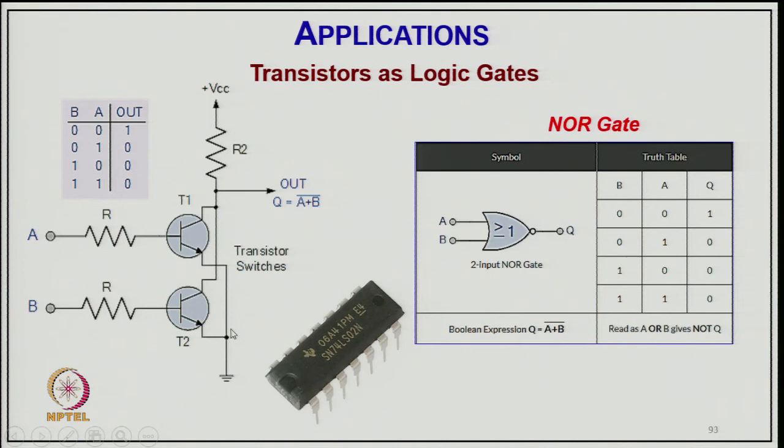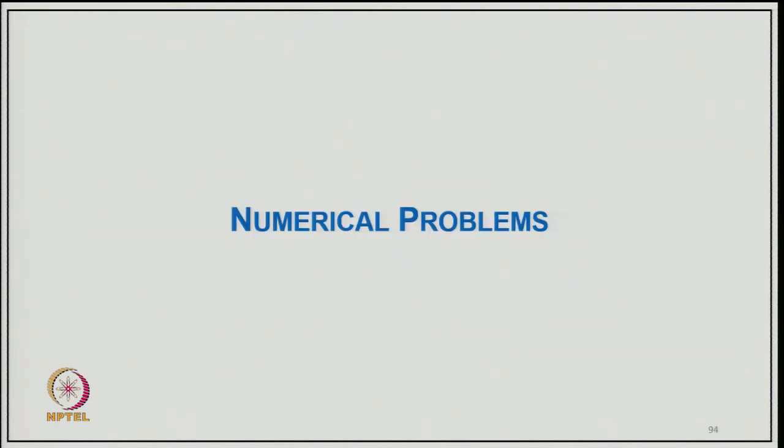Only one case where both inputs are off, you will get high, and this is the logic table here. When both are 0, you get high, and the remaining 3 cases give low. We call this the Boolean expression Q equal to (A plus B) bar, and this is the symbol of the NOR gate. This is the IC chip available for the NOR gate. Multiple NOR gates are there in a single chip. These are some of its applications.